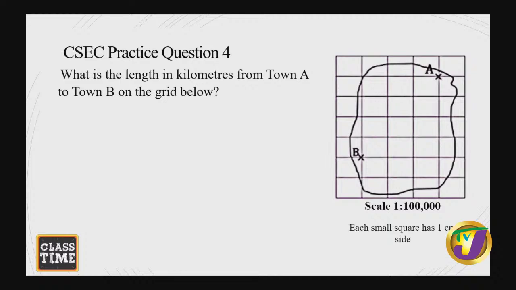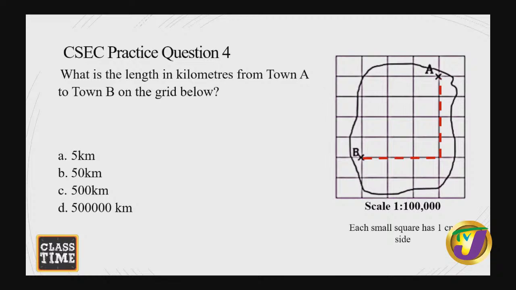Yes. Awesome. So, what is the length in kilometers from town A to town B on the grid below? Okay. So they gave us town A, town B, scale 1 to 100,000, and each small square has 1 centimeter sides. Good information to have. Now, we are asked to find, it's multiple choice, is the answer A, 5 kilometers, B, 50 kilometers, C, 500 kilometers, or D, 500,000 kilometers?